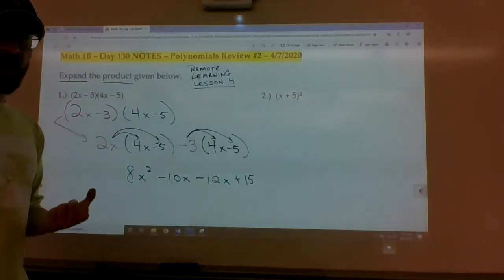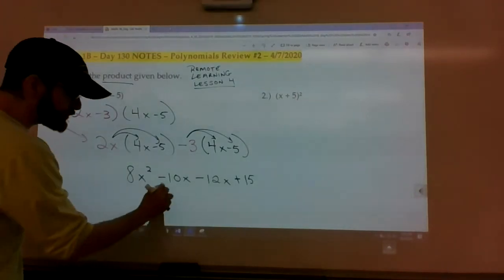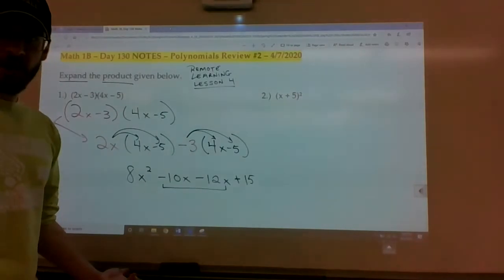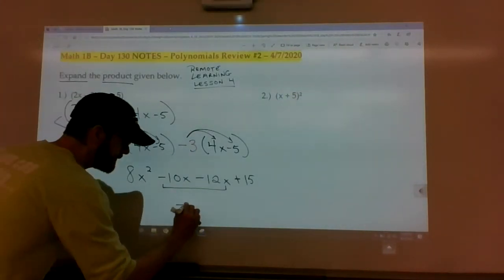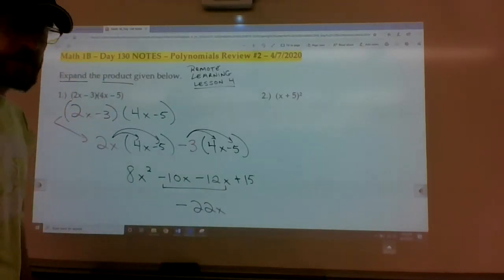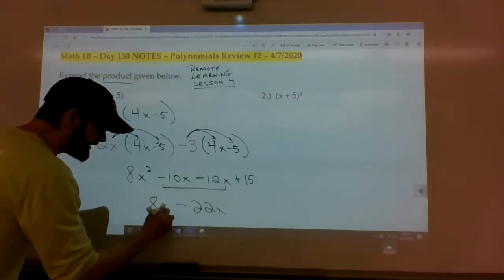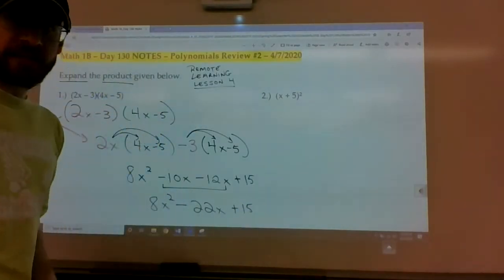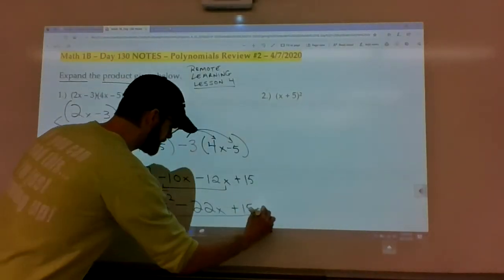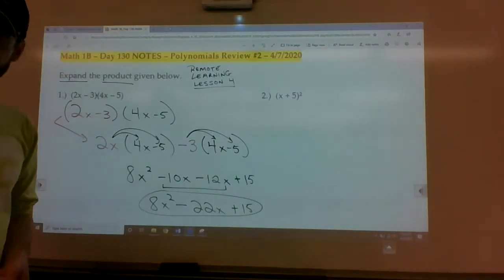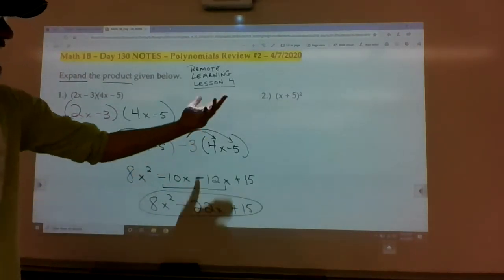Now simplify the result. So we've got two like terms here. What's negative 10x minus 12x? Negative 22x. So then the 8x squared gets brought down. So does the positive 15. And this is your final answer. Not much to it. Let's check out the next example.